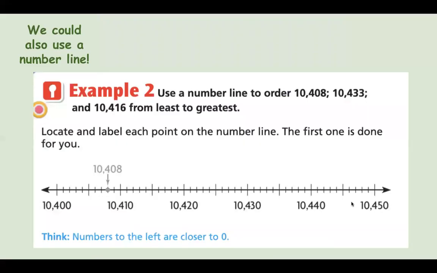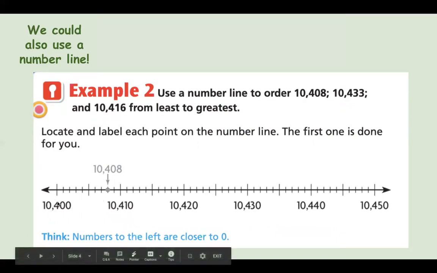You can also use a number line to help you find comparing numbers, or in this case, ordering them. So this example wants us to put these three numbers in order from least to greatest. And it looks like they even plotted the first one for us. So that's a little less work for us. So the number 10,408, they put right here. So let's first see how this number line works.